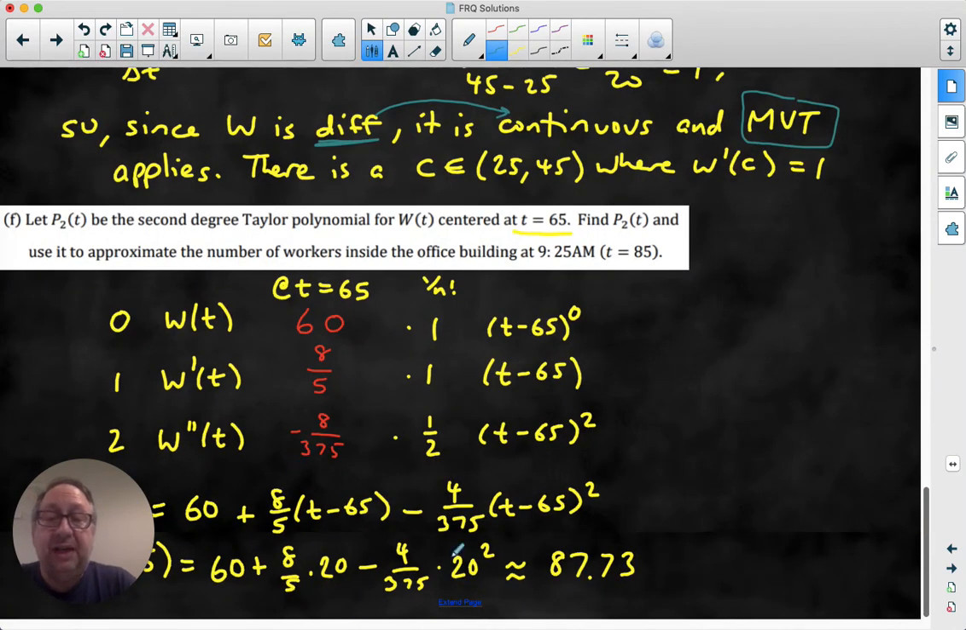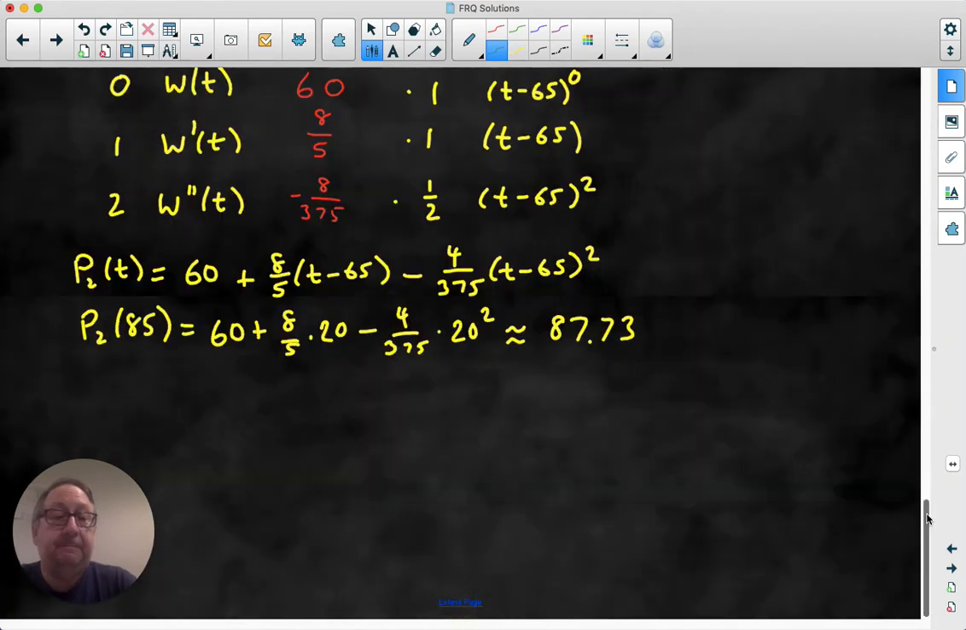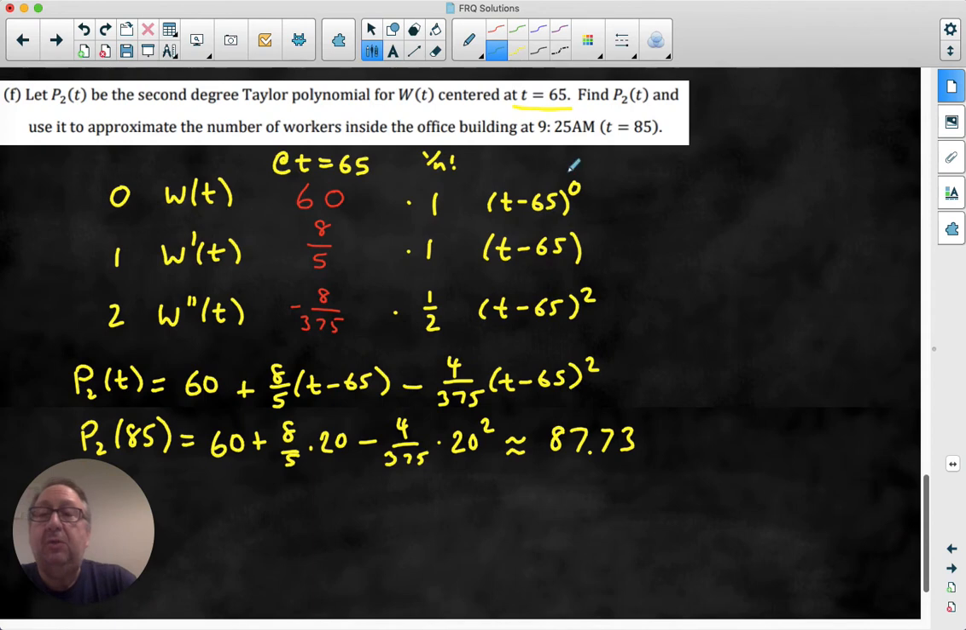Finally, part F here. We're trying to find a second degree Taylor polynomial centered at 65. So I set up my Taylor polynomial method 0, 1, 2. We're looking for second degree, W, W prime, and W double prime. We're doing these at 65, and there's a little bit of carryover from part A because we have these two values. We calculated them in part A of this problem. W prime of 65, 8/5. W double prime, if you hadn't evaluated it, we kind of need that now, -8 over 375.